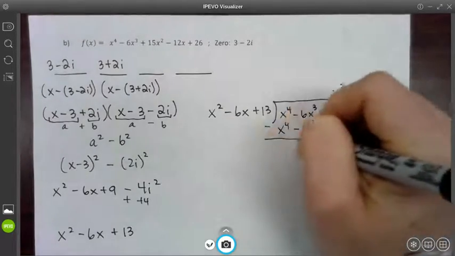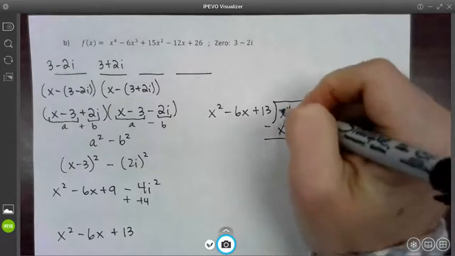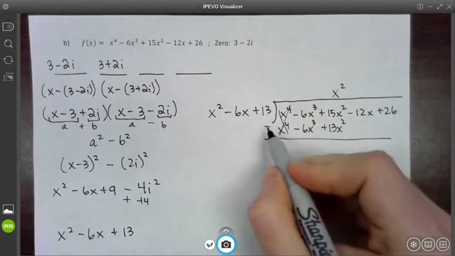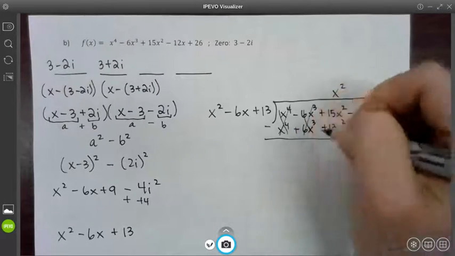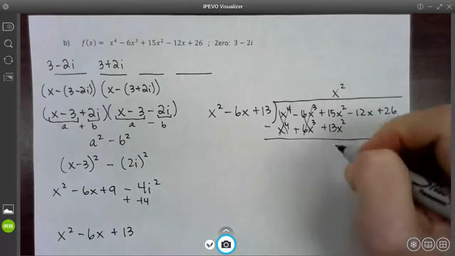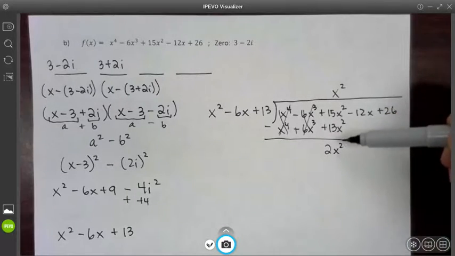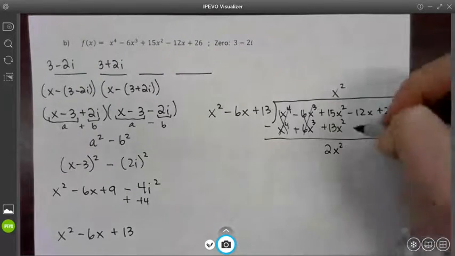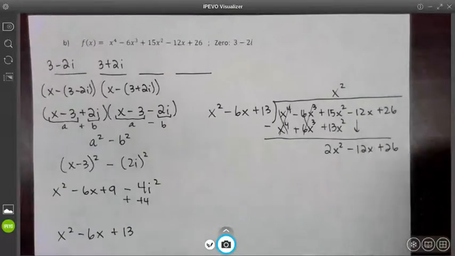All right, now we subtract, but we're going to pick up that subtraction the whole time. X to the fourth, subtract x to the fourth, they cancel. Negative 6x to the third, subtract negative 6x, negative negative turns to a plus, and then they cancel. And then 15x squared, subtract 13x squared is 2x squared. So be careful. It looks like you should get 28, right? But you don't. Pick up the subtraction. All right, and then bring everything down. Minus 12x plus 26. Let's do it again.